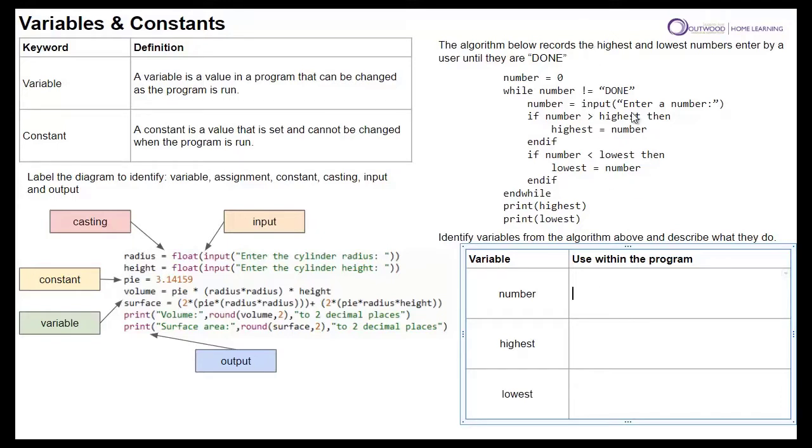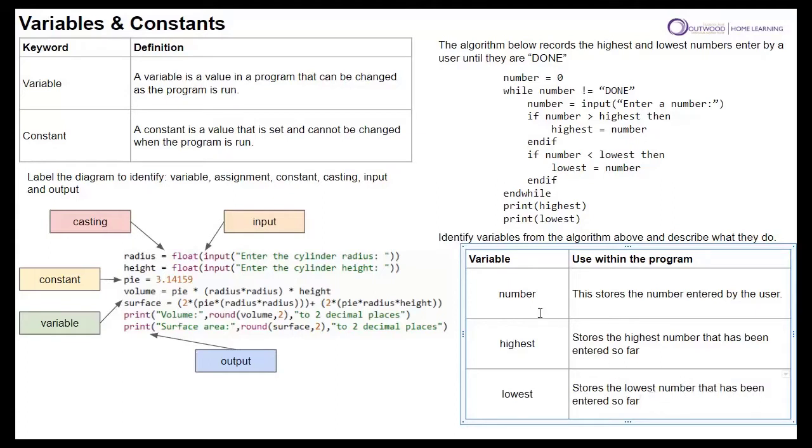So number, based on the input here, this stores the number entered by the user. Highest then stores the highest number that has been entered so far, and unsurprisingly lowest stores the lowest number that has been entered so far. So variables can change when a program is run, constants can't when a program is running. We can change the data type of variables using casting.